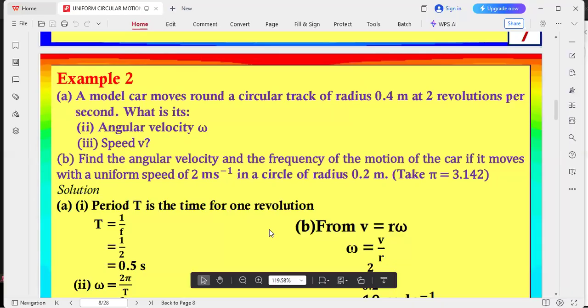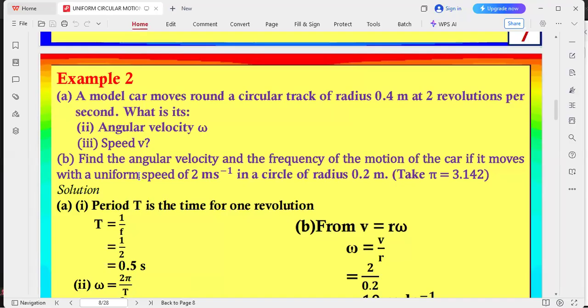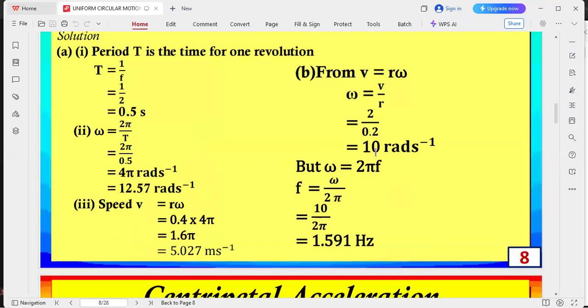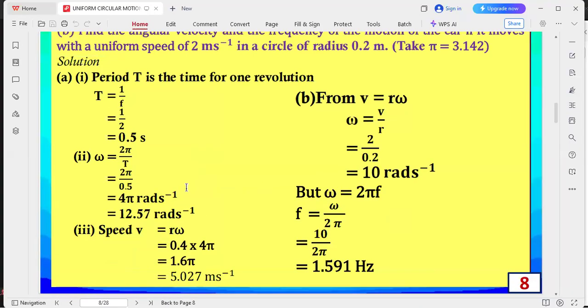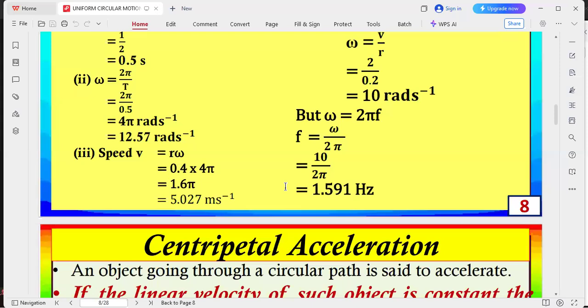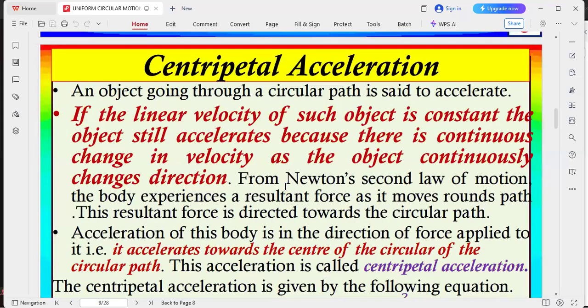So we have answered part B, where the new angular velocity is 10 radians per second, and then we have the frequency as 1.591, which is here. That takes us to the next term. We are still on terms, which is centripetal acceleration.